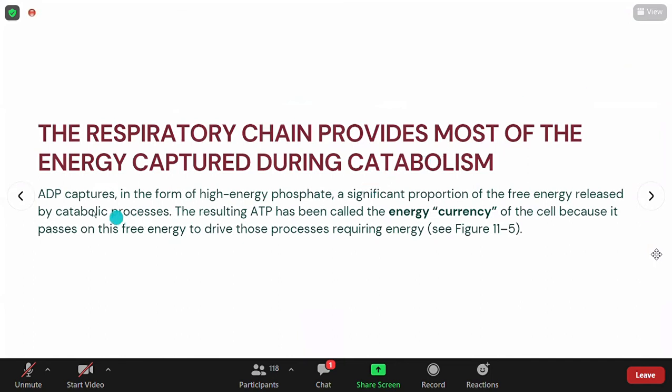So there you are. ADP captures in the form of high-energy phosphate a significant portion of the free energy released by catabolic processes. The resulting ATP has been called the energy currency of the cell because it passes on this free energy to drive those processes requiring energy.